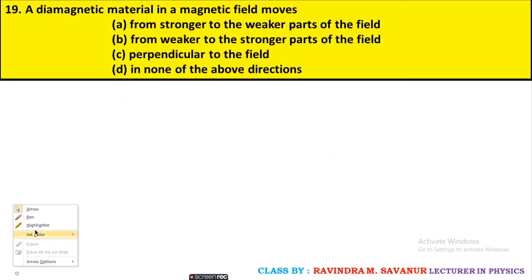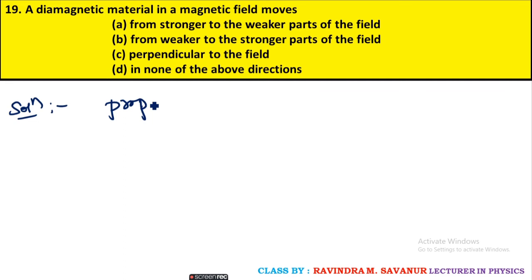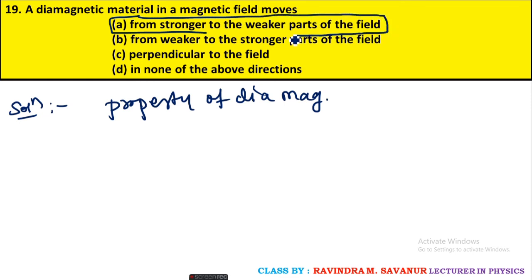Next question. A diamagnetic material is in a magnetic field. Again, this is from the property of the diamagnetic material, which shows it always moves from the stronger to the weaker parts of the field. This is the property of the diamagnet, which is discussed in the synopsis.